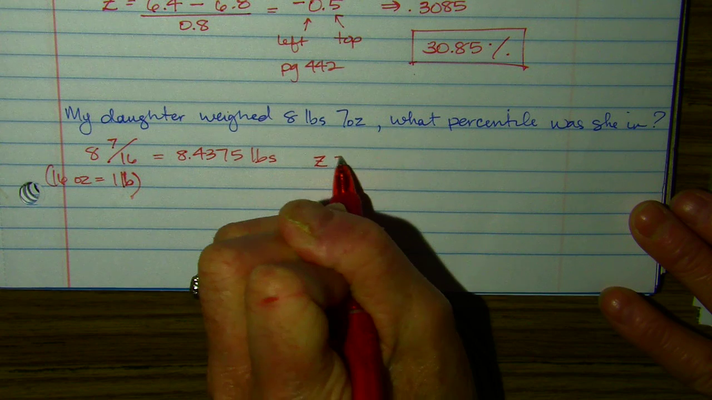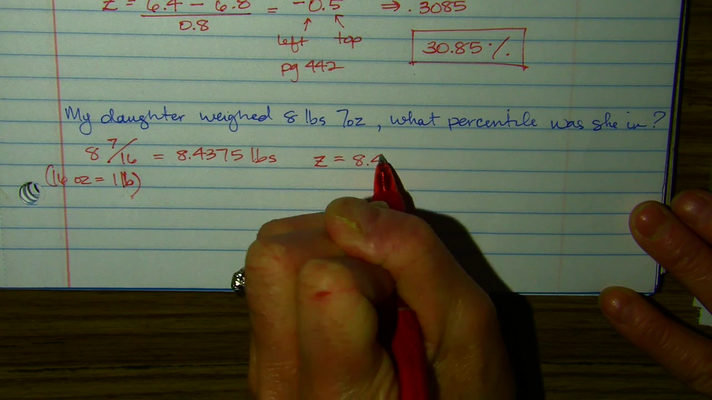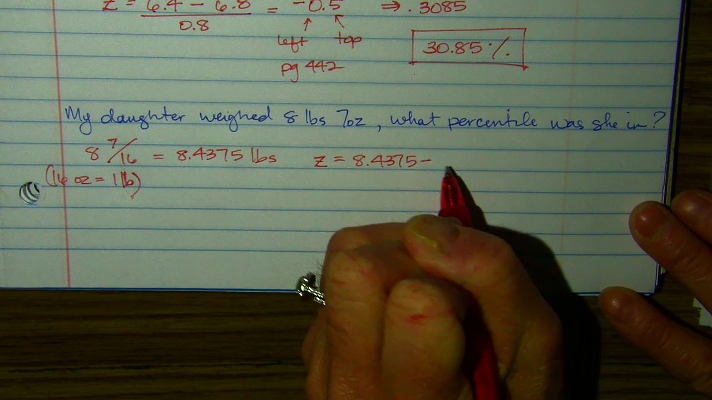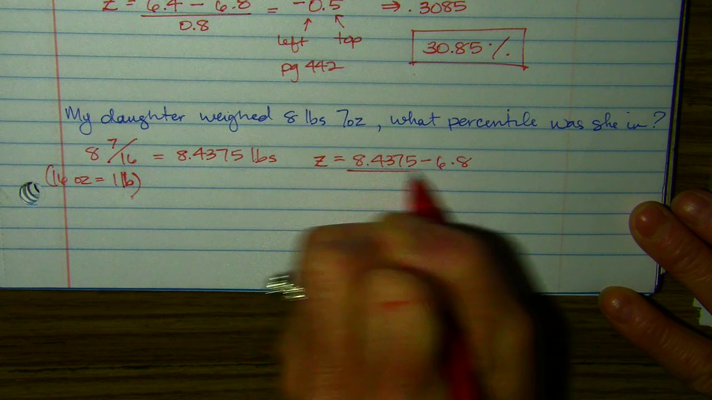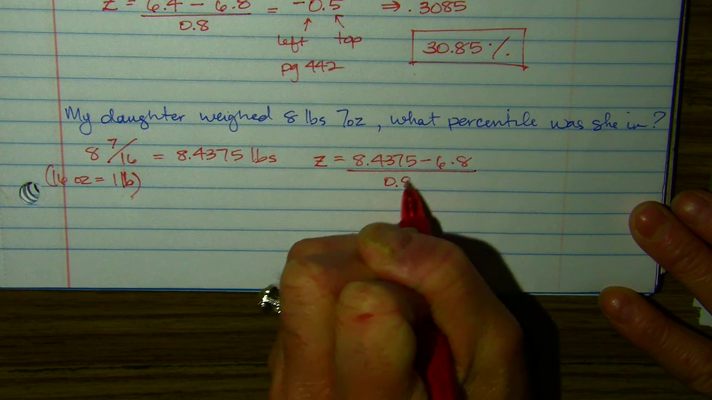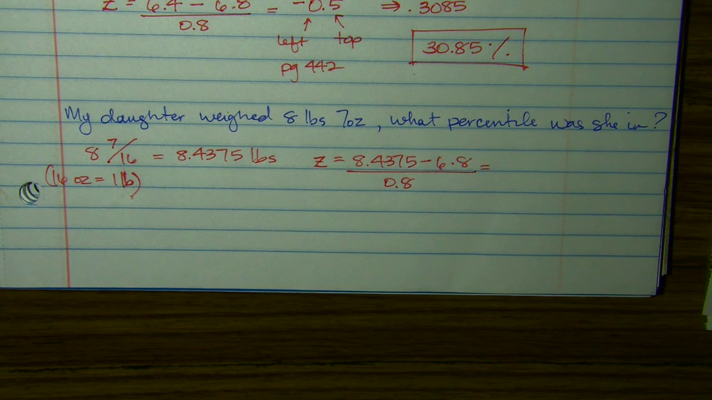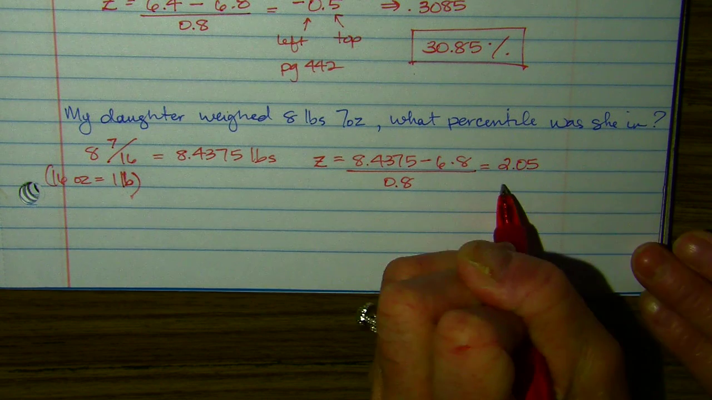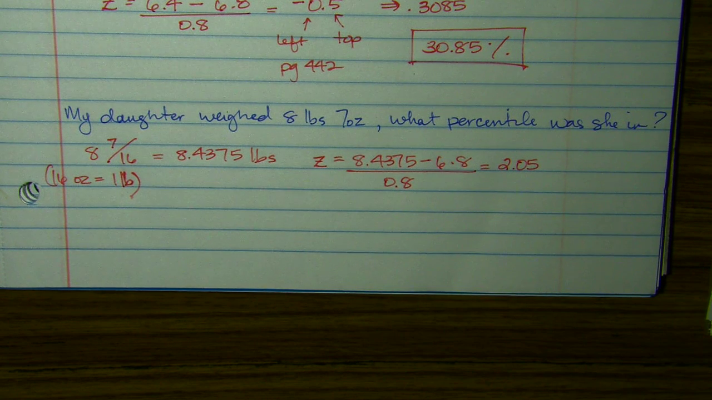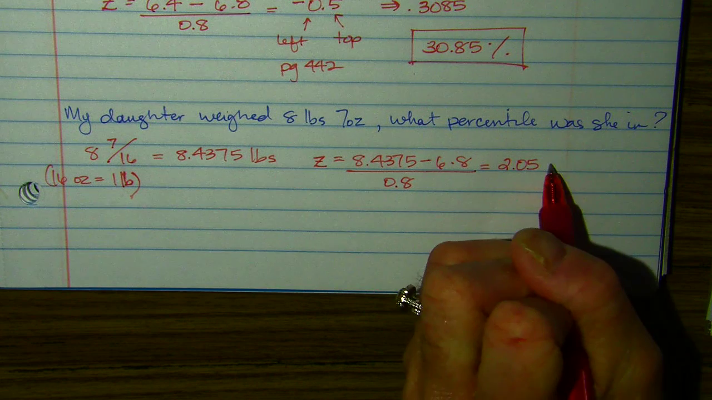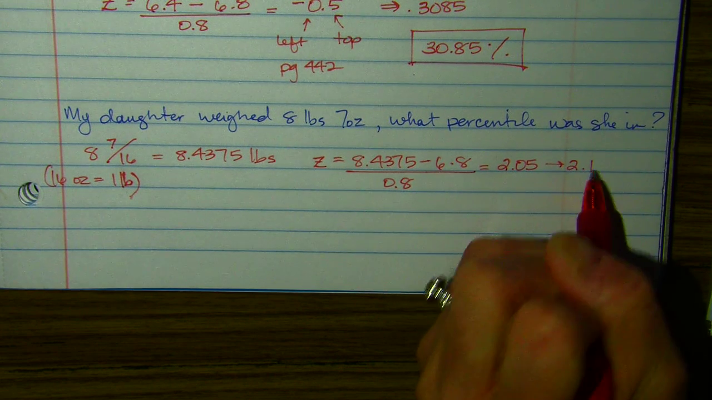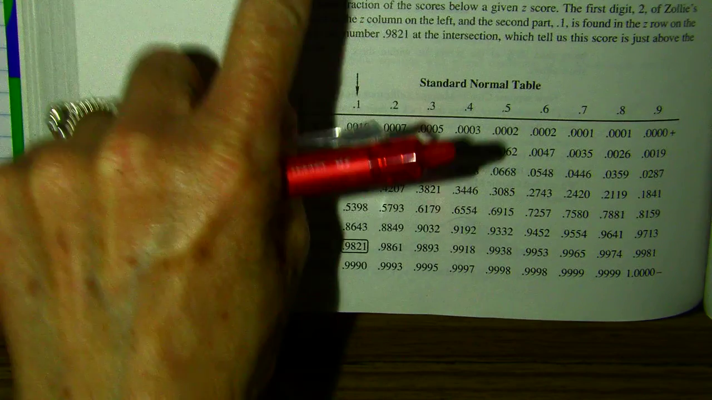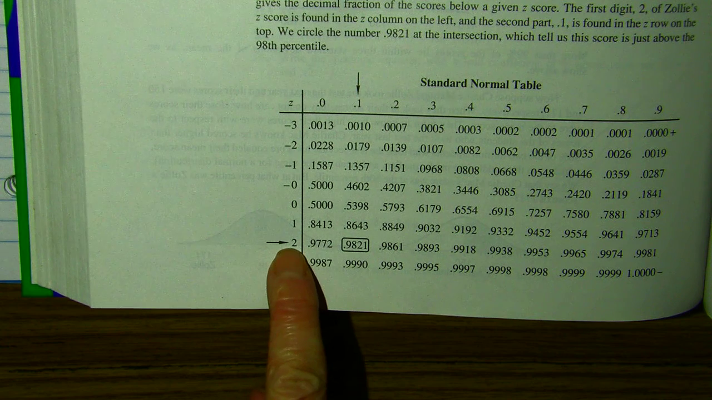So now I can calculate Z-score. So my Z-score equals my daughter's weight minus the average divided by the standard deviation. If I enter that in my calculator, I got 2.05. So I'm going to round that to 2.1. And so 2 is the number on the left, 0.1, 0.9821.